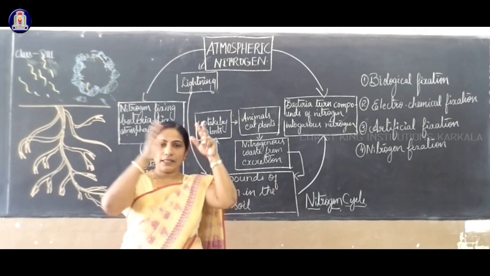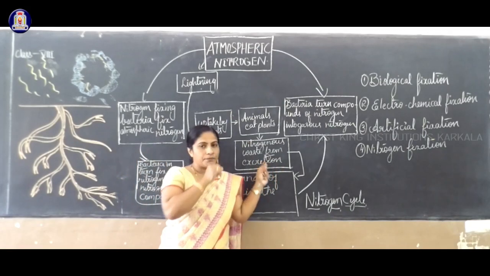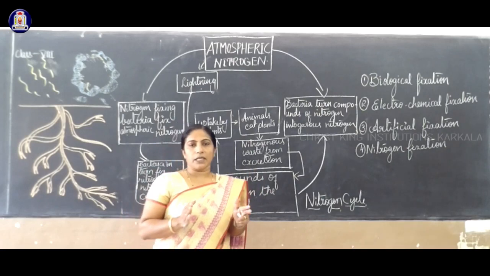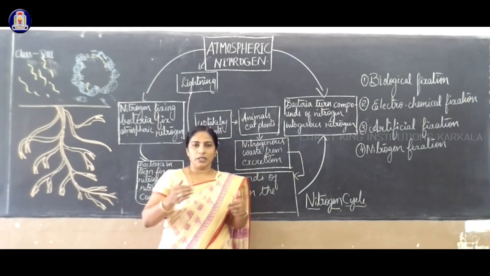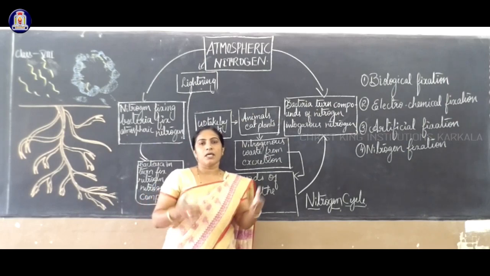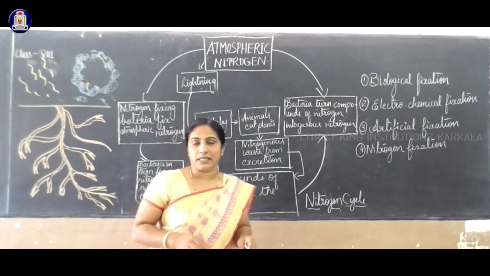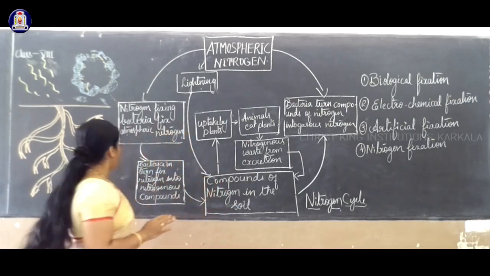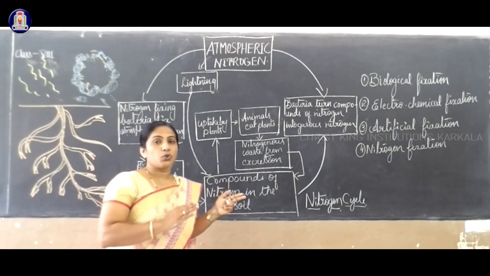For example, in the atmosphere, if you observe, there is atmospheric nitrogen. This atmospheric nitrogen will not be utilized by plants as it is. It requires converting into a nitrogenous compound, then only it is useful. So while studying nitrogen fixation, let us study the plants also with the root. Here I have drawn the root.